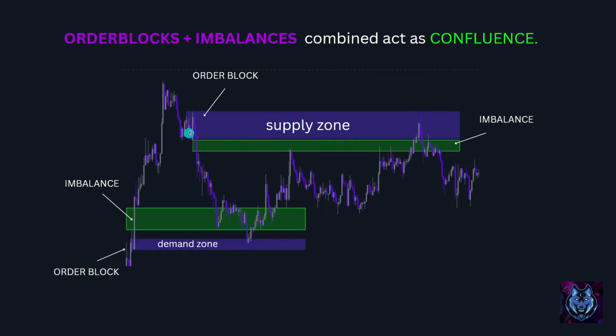And price comes all the way down, fills in this imbalance, taps into our demand zone, and bounces up to tap into the other imbalance to fill it in. And price moved back down, tapped back into the imbalance zone here, then went back up, tapped into the order block, and back into the imbalance zone, and down again. So you can see price likes to magnetize towards these demand, supply, and imbalance zones.